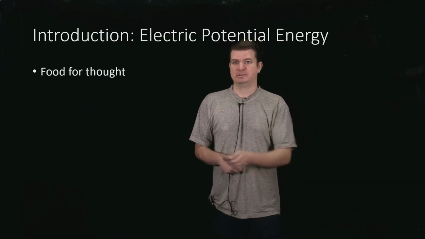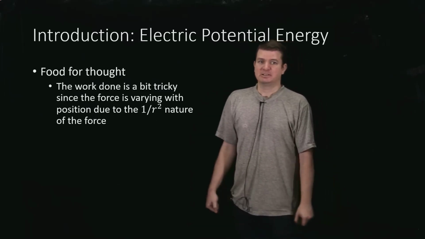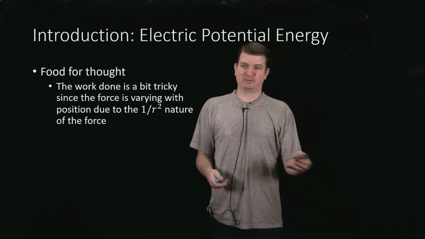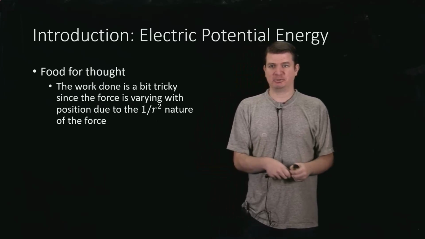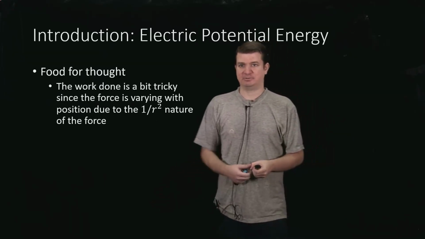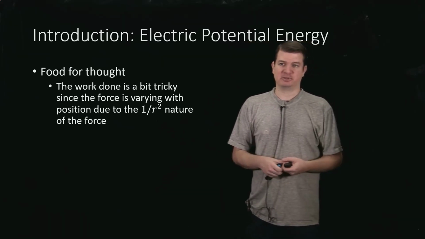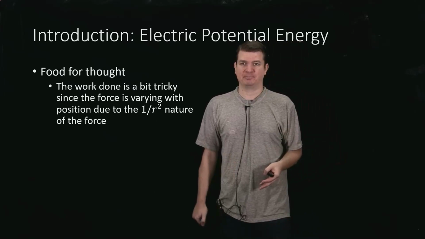So I want you to think about some things. There's some interesting ideas here. So we know that the work done is a bit tricky because really the Coulomb force, if I'm only thinking about two charges, I know that's not a nice uniform electric field like we just ended with in our discussion, but instead it's this force that varies as 1 on r squared. So that's quite tricky to deal with because it's changing all the time.